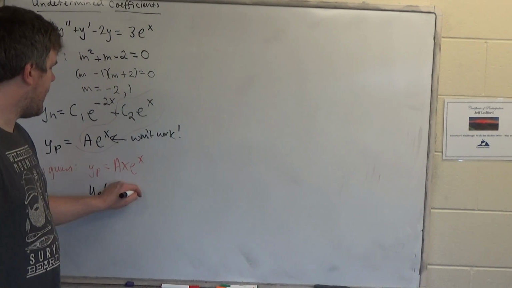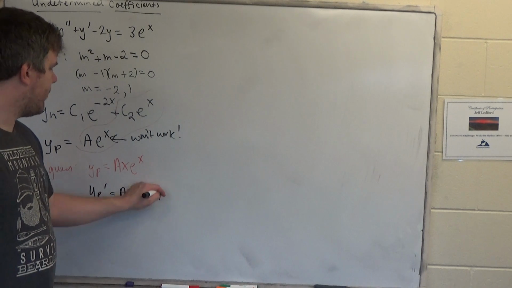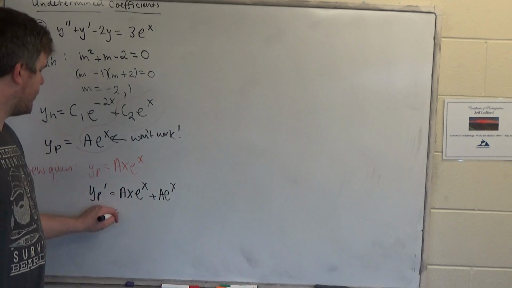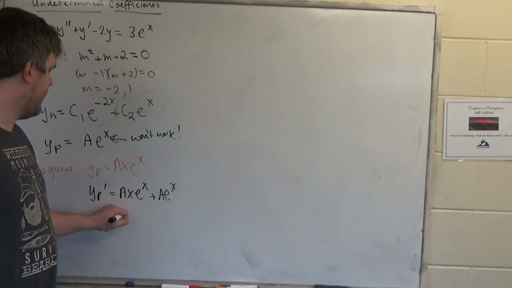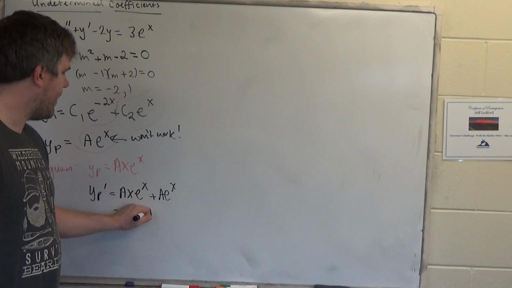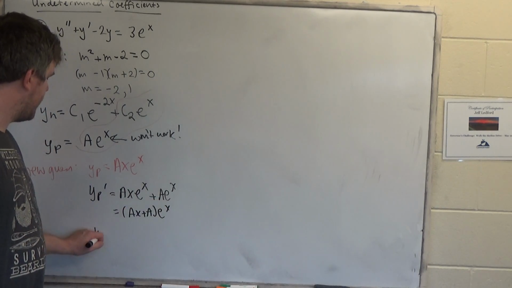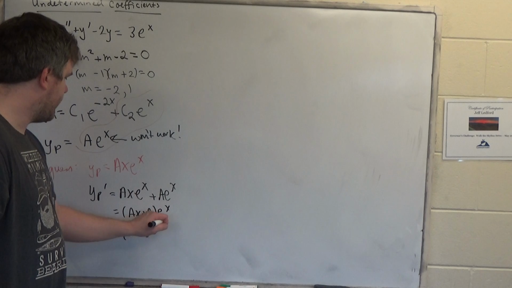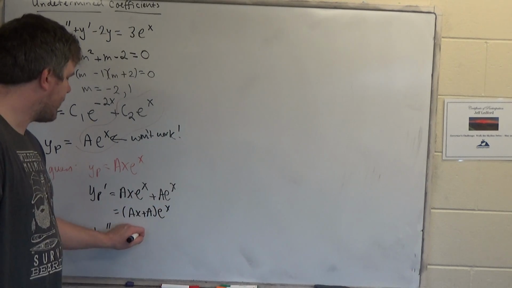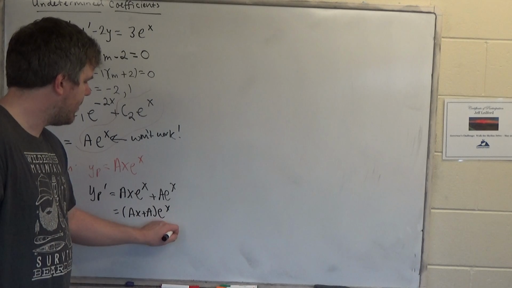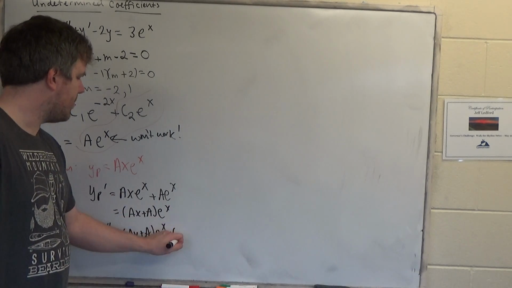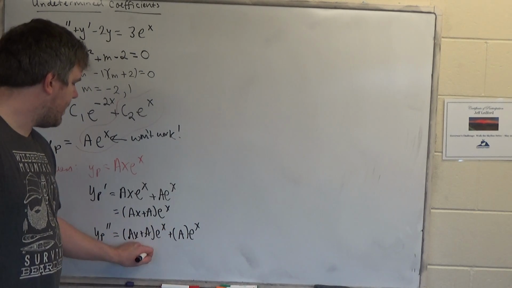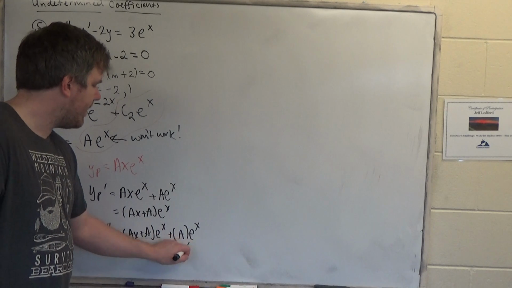I'm going to get a x e to the x plus a e to the x. And I would try to simplify this as much as possible so I don't have to keep doing lots and lots of product rules. This is (ax plus a) e to the x. Yp double prime is, let's see, so if I take the derivative of the exponential, I'm just going to get (ax plus a) e to the x. And then if I take the derivative of the polynomial term, I'm just going to get a e to the x. And simplifying once again, I'm going to get (ax plus 2a) e to the x.